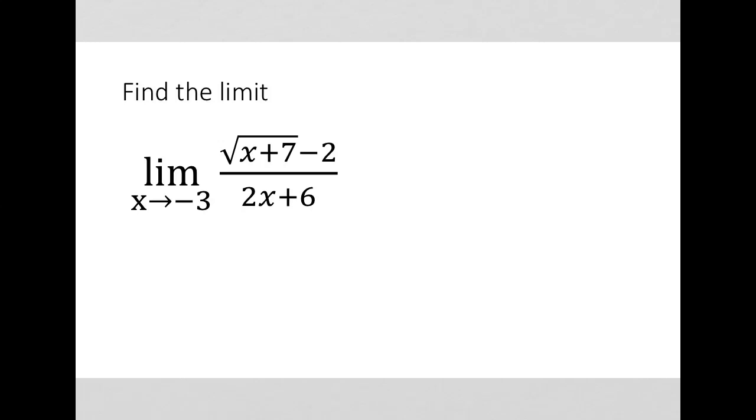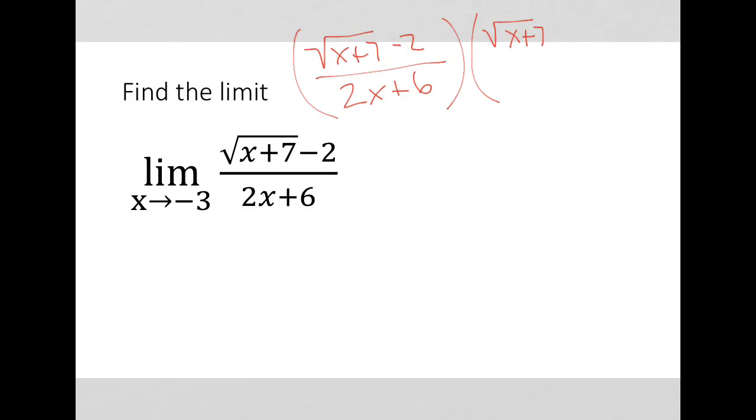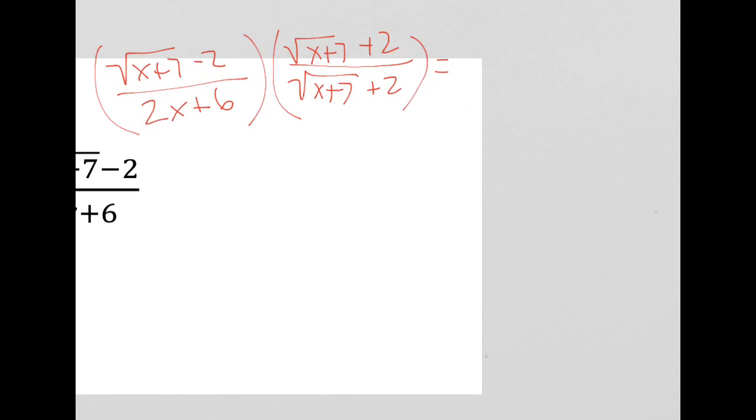So we're going to find limits of this. We want to rationalize that numerator. So we need to take the numerator, square root of x plus 7 minus 2, over that denominator, 2x plus 6. And we want to multiply that by the conjugate of the numerator. So the square root of x plus 7 plus 2 over that same thing, square root of x plus 7 plus 2, and we will get whatever's underneath the square root sign, so x plus 7, our a squared term, minus our b squared term, which is 4, over 2x plus 6 times that whole denominator, square root of x plus 7 plus 2.